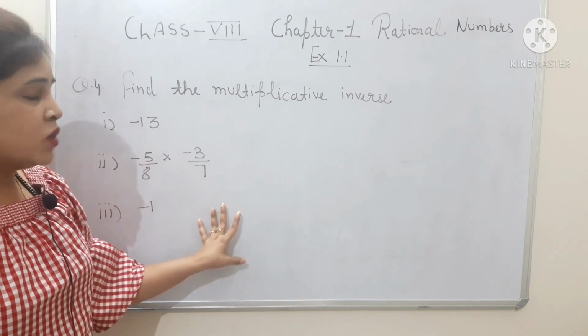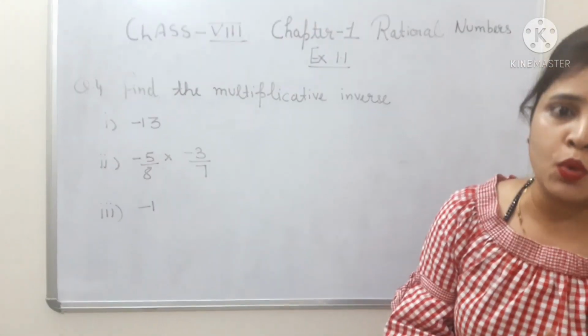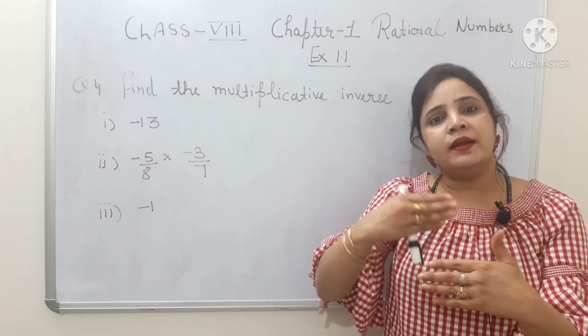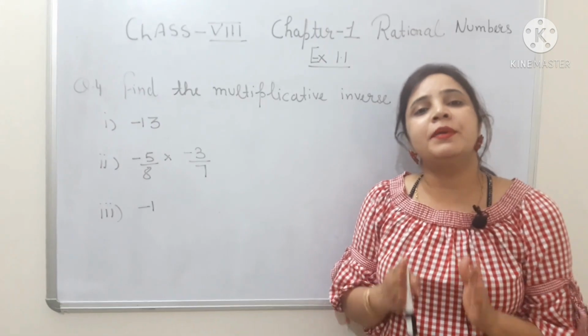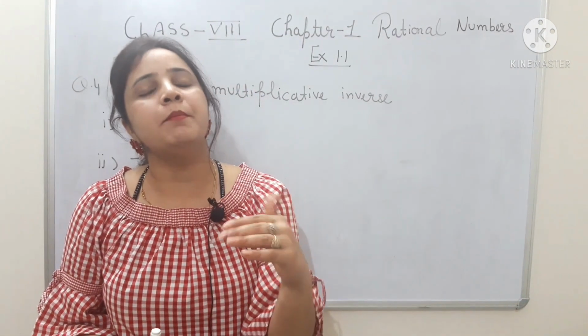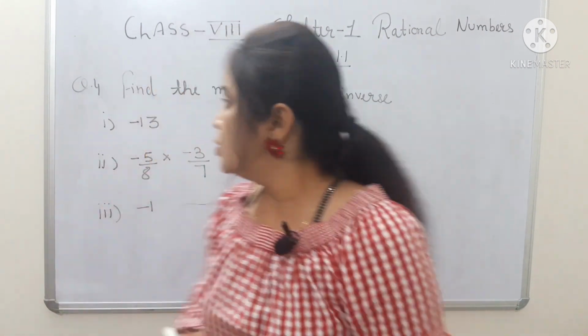So multiplicative inverse is the reciprocal of that number. Now what is the meaning of reciprocal? Reciprocal means you will be changing your denominator as numerator and numerator as denominator. जो भी वैल्यूज आपकी डिनोमिनेटर में है वो न्यूमरेटर में चली जाएगी, और जो वैल्यूज न्यूमरेटर में है वो आपकी डिनोमिनेटर में आ जाएंगी.